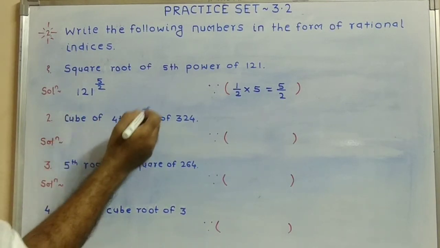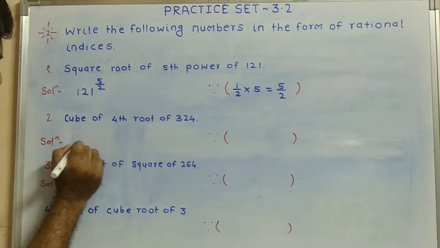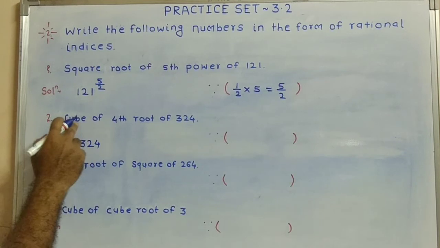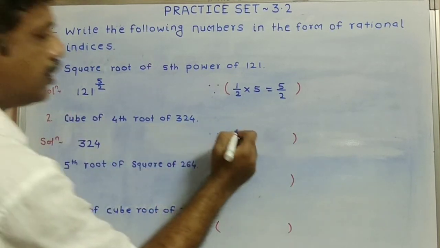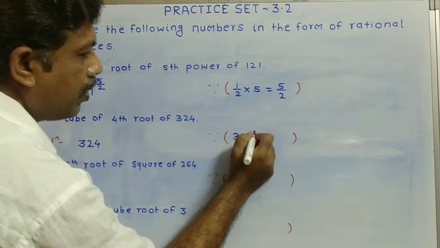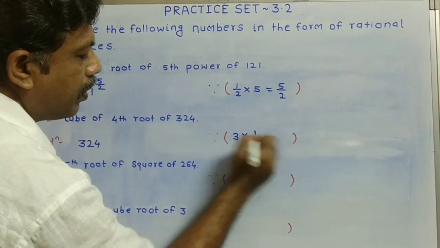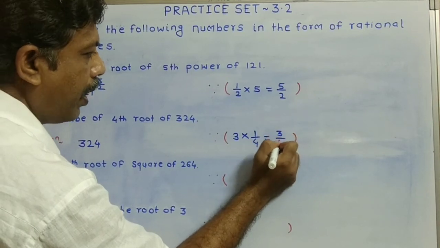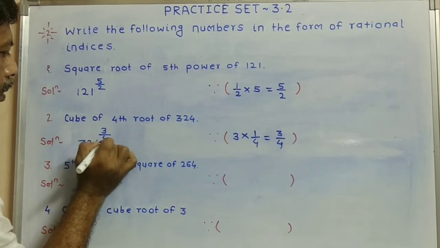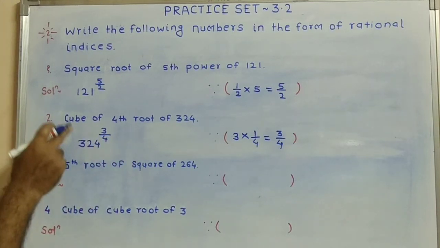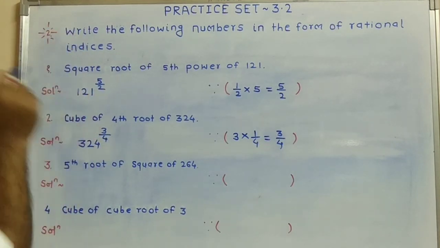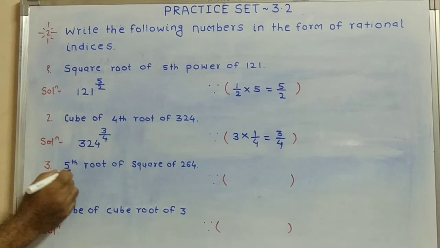Now there is the second example. Cube of fourth root of 324. Which is your number? Write down here 324. Then cube. Cube means 3. Of means multiplication. Fourth root means 1 upon 4, so it will be equal to 3 into 1, 3 divided by 4. Then take this number and write here 3 upon 4. Which answer have you got? Cube of fourth root of 324 means 324 to the power 3 upon 4.